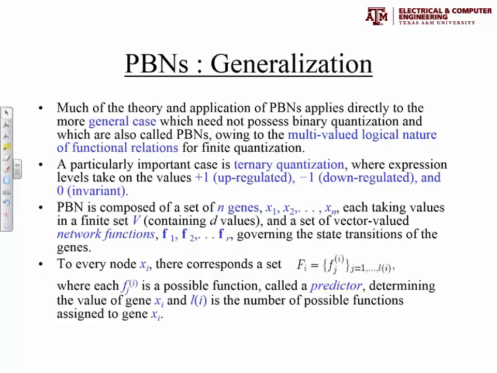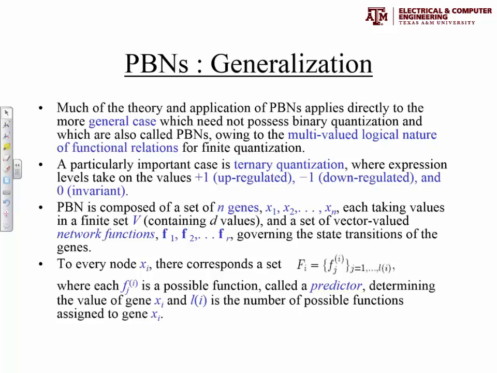Now this is a mathematical definition of a PBN. A PBN is composed of a set of n genes, x1 through xn, each taking values in a finite set V. We have assumed that it's only 0 and 1, containing d values. So for us, d is 2. And a set of vector-valued network functions, f1, f2, up to fr, governing the state transitions of the genes. So there are different network functions depending on which network is selected.